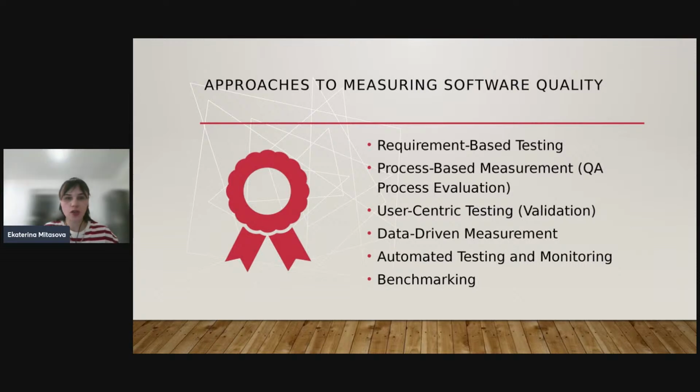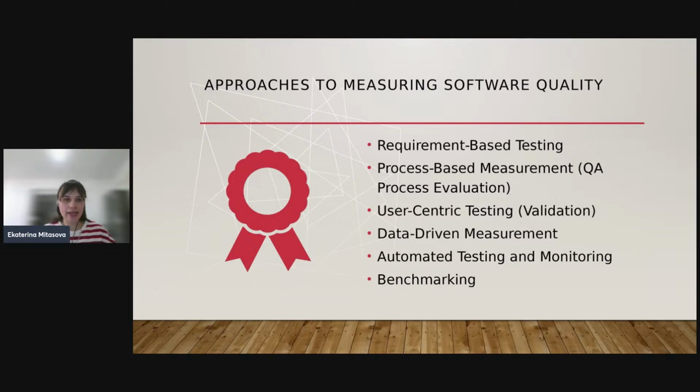Approaches to measuring software quality. The first one is requirement-based testing. It validates whether functional and non-functional requirements, business needs, and user expectations are met. And we can use traceability matrices to ensure test cases align with the requirements. For example, we check if features work as intended or specific performance benchmarks are achieved.